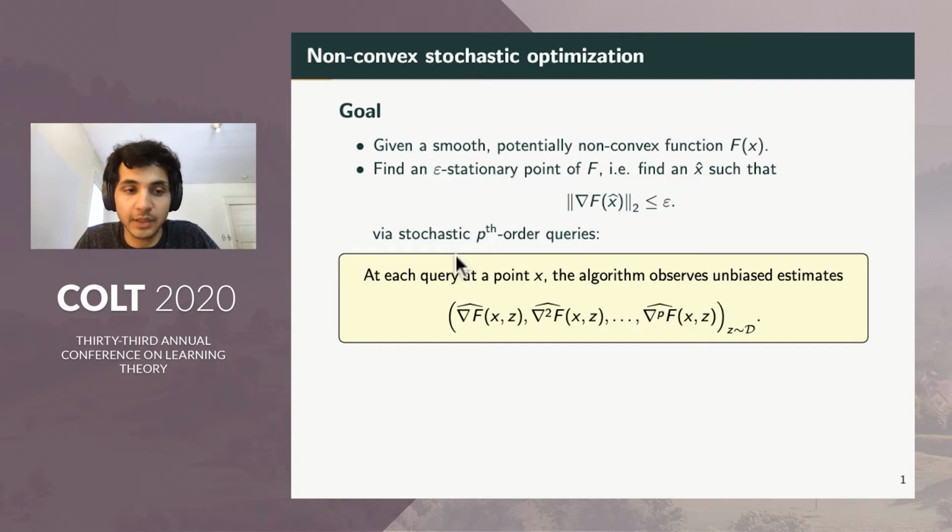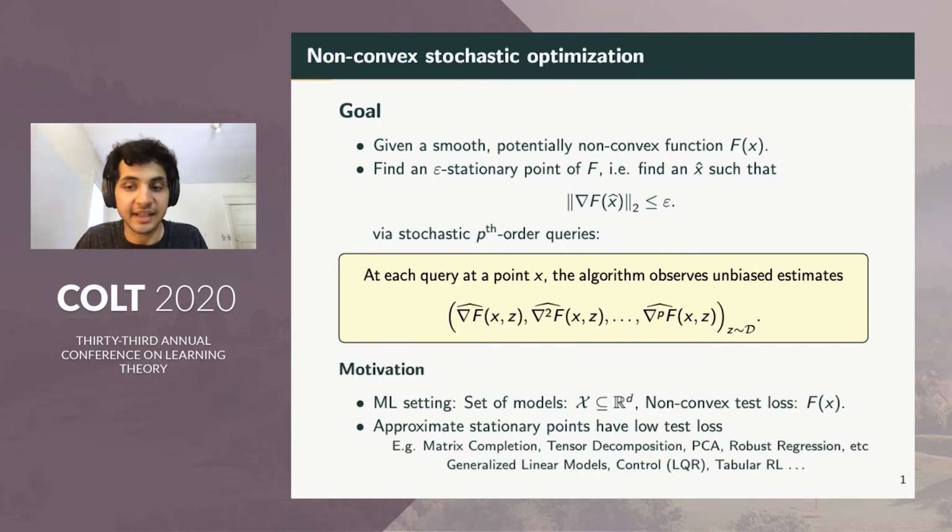We operate in the setting where we can access information about the function through stochastic pth order queries. Specifically, on every iteration at a point x, the optimization algorithm observes unbiased estimates of the derivatives of the function f up to the pth order. That is, when p is equal to 1, on every query the algorithm gets a stochastic gradient. When p is equal to 2, the algorithm gets a stochastic gradient and a stochastic Hessian. And correspondingly for higher p, the algorithm gets a gradient, the Hessian, and the derivatives up to the pth order.